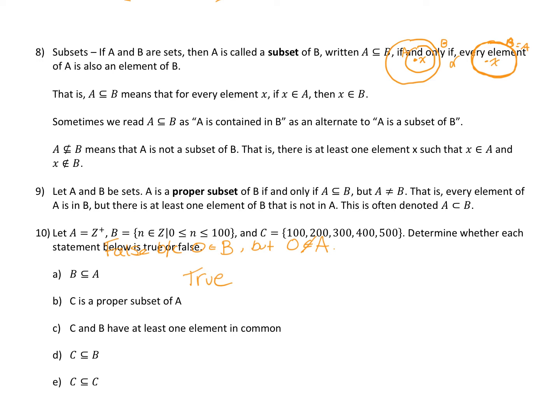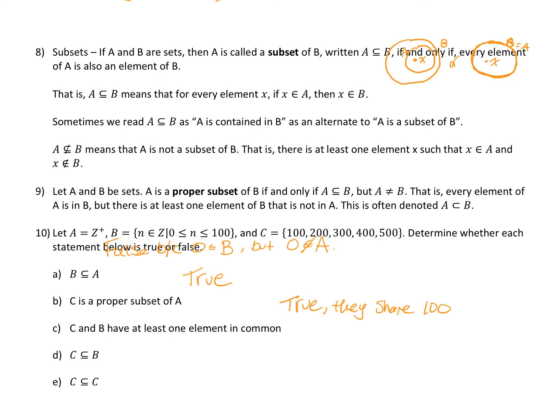Okay, part C. C and B have at least one element in common. So C and B. Okay, so B is all the numbers from 0 to 100: 0, 1, 2, 3, 4, and so on up to 100, including the 100 because of this "or equal to." C has a 100 in it as well. So B and C both have the number 100 in the set, so they do have that in common. They share 100.